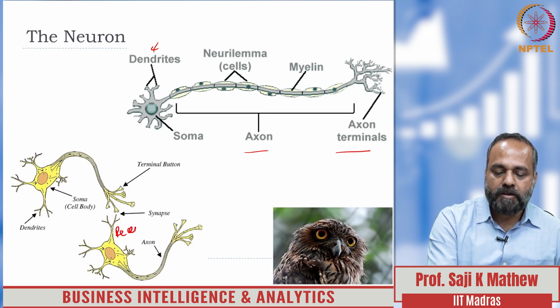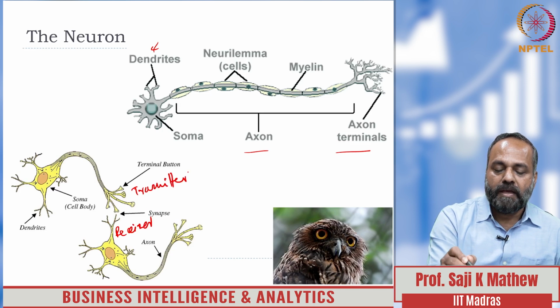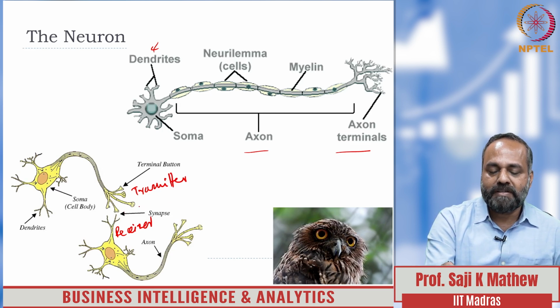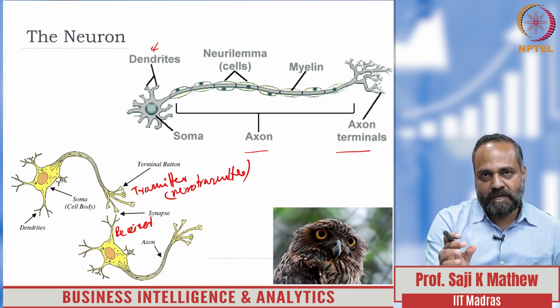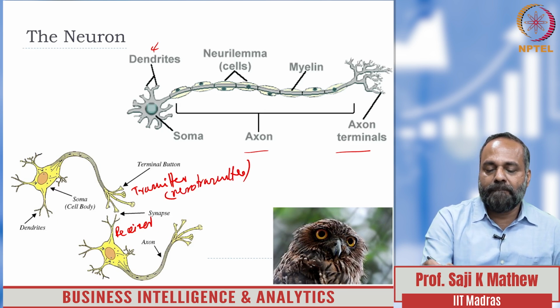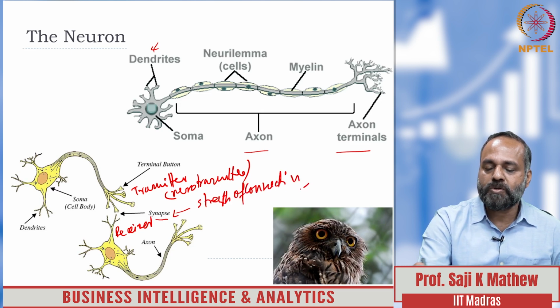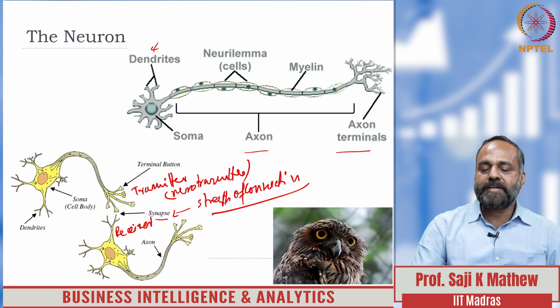This is the receiver, this is the transmitter. The receiver and transmitter come close, and there the connection between two neurons is through a neurotransmitter, which is a chemical medium. If the connection happens, that is called a synapse. And that connection will have a strength of connection. It is not just a connection, but there is also a strength or a weight that defines the connection.